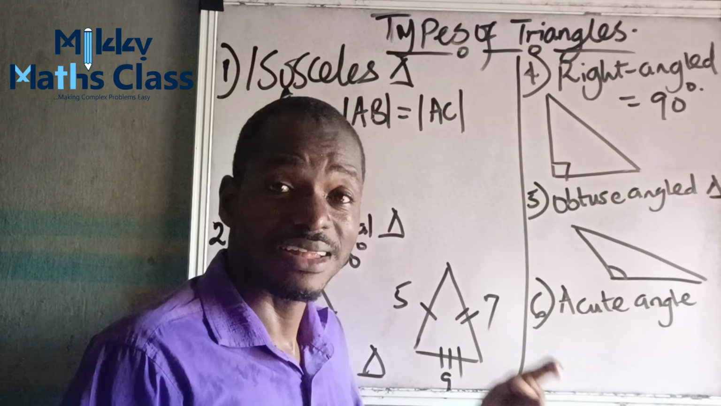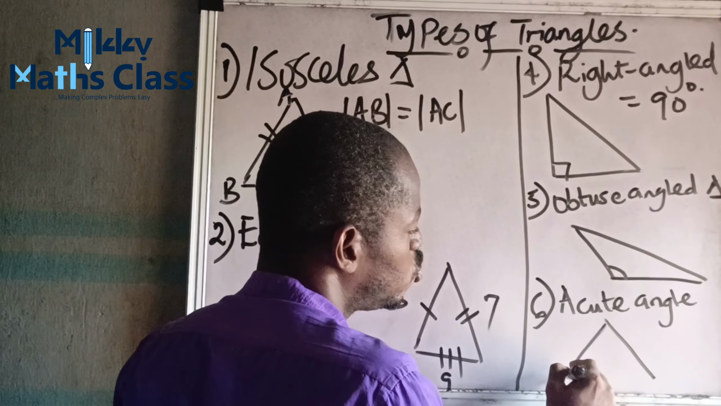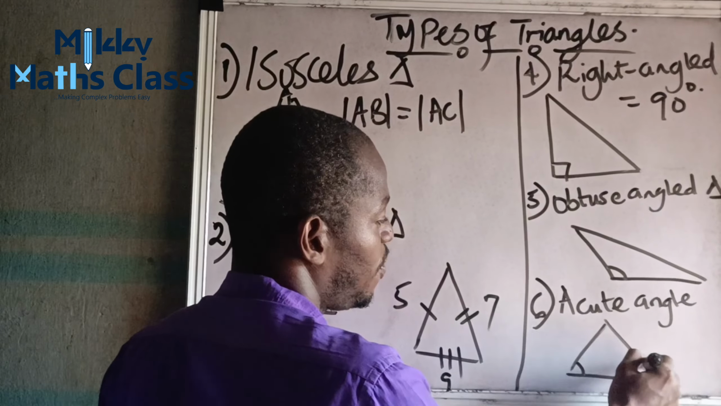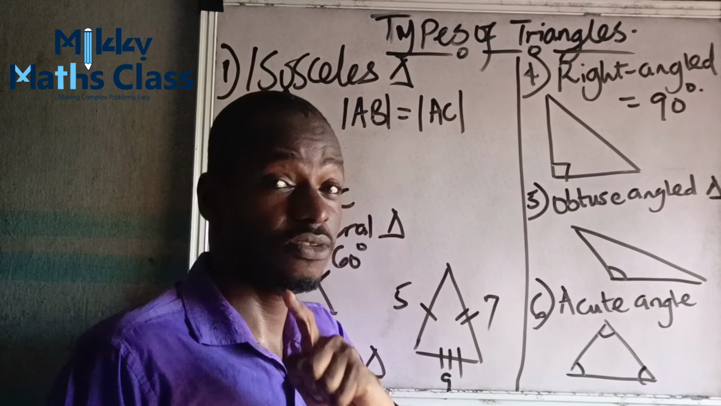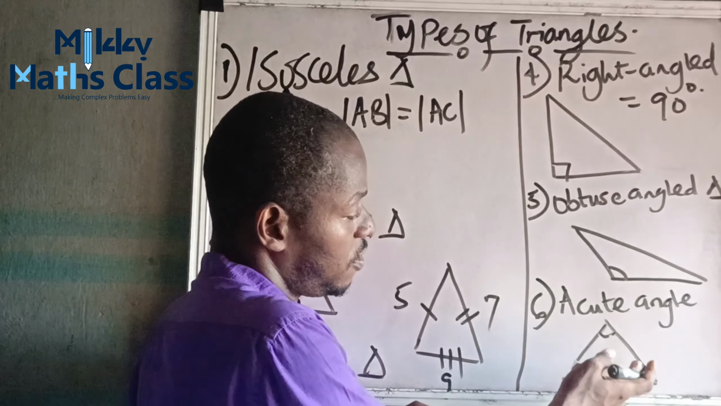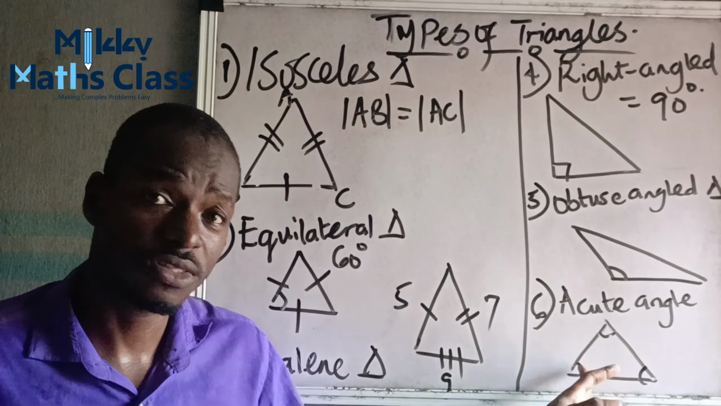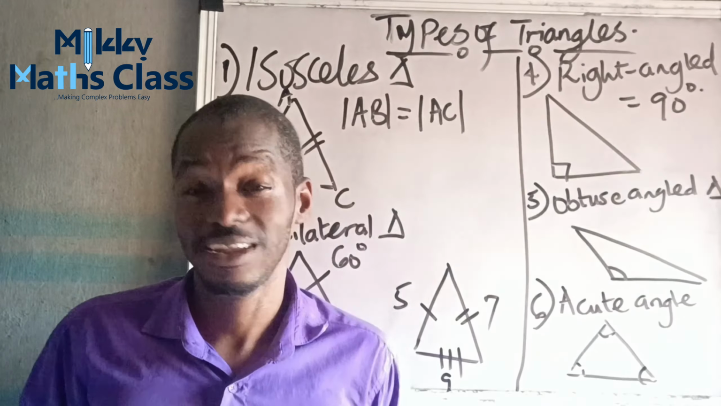Now, the last one, you have an acute angle triangle. An acute angle triangle is one in which none of the angles is equal to 90, and each is less than 90 degrees. You can see this is an example of an acute angle triangle. All the angles here are less than 90 degrees.